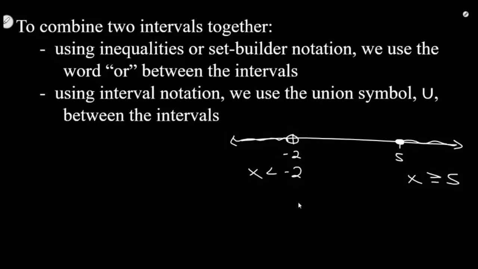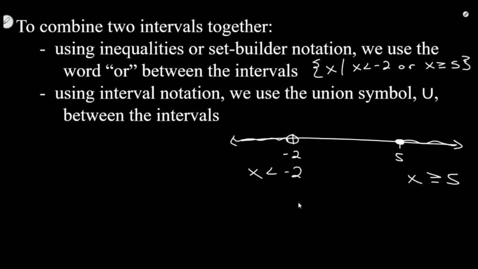So if I want to put those two groups together, we'd say, okay, we're talking about the x's such that x is less than -2 or x is greater than or equal to 5. So all you do is take your two statements and put an or in between them if you want to put the two groups together. Okay. And I think you've done that before. You would have done that in Algebra 2.